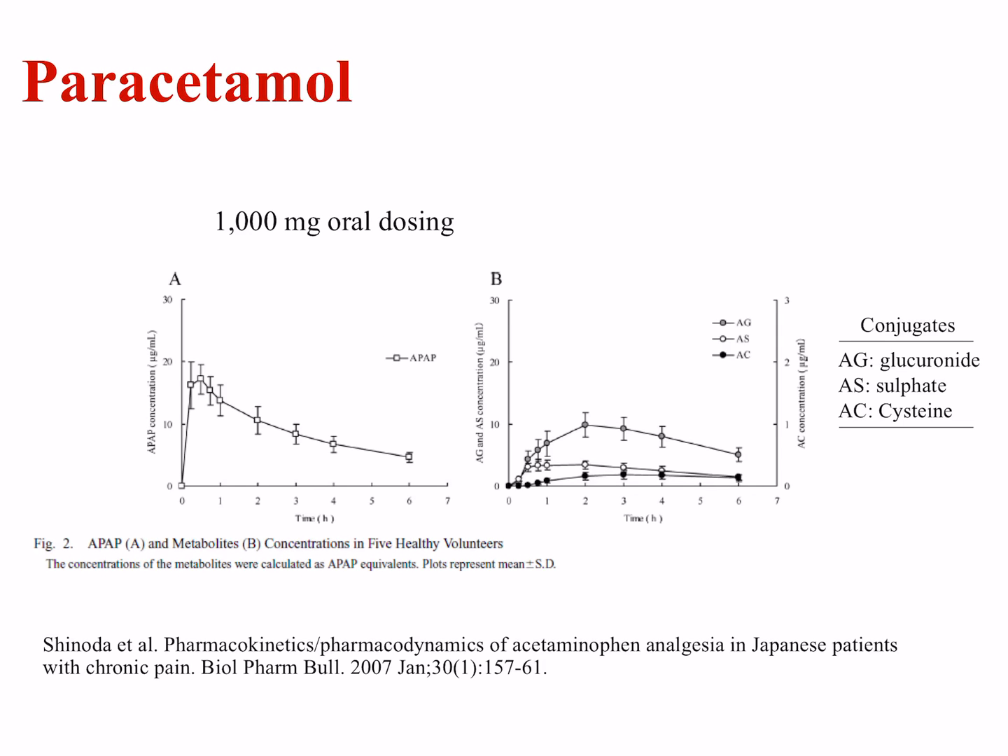If we look at some of the data on paracetamol oral dosing published in a study from a number of years ago, we can see that a 1000 milligram dose was given orally, and the graphs shown in the slide show the levels of paracetamol, or acetaminophen as it's sometimes known as APAP, in the plasma on the left, and the levels of its metabolites on the right over 6 hours in 5 healthy volunteers.